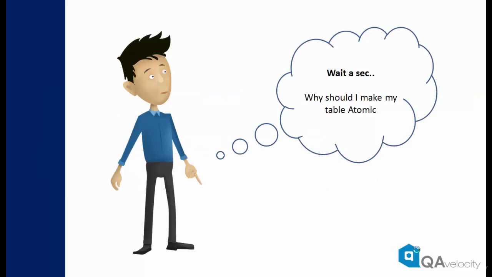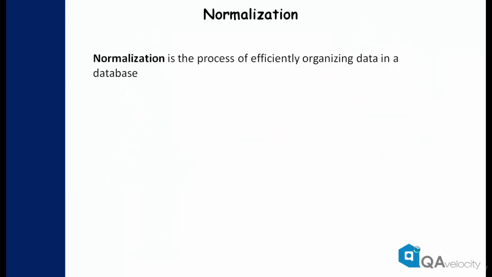Wait a second, why should I make my table atomic? Exactly, this is an obvious question which comes to our mind. So atomicity will help us design a smart table where we can search our result easily, and that is where the concept of normalization comes into the picture. Normalization is a process of efficiently organizing data in a database.